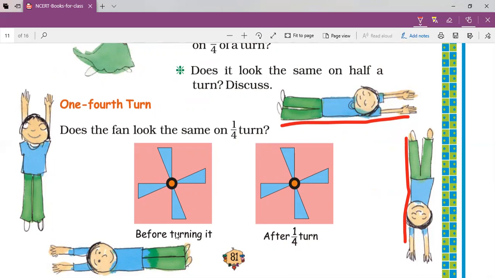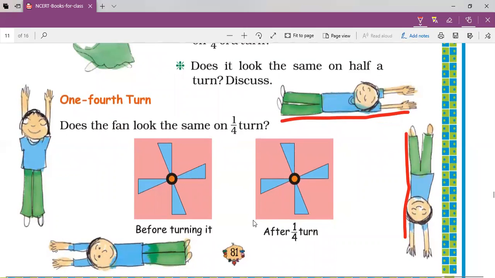Now this is one windmill they had shown. The colors are the same in that fan. So when we turn it, before turning it is looking like this. After turning 1/4, it looks the same only. So it is not giving any change. We can't see any change in this fan. So 1/4.